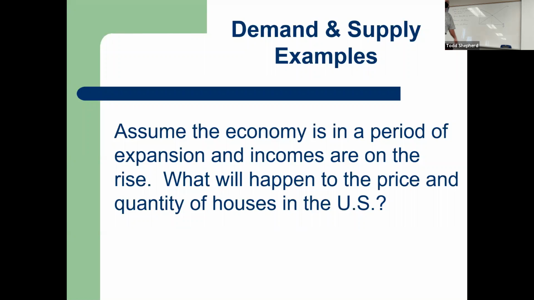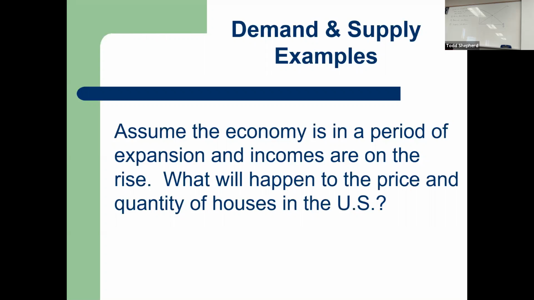I want you to open your notes to your demand shifters. And I want somebody to tell me, what was that first demand shifter that we talked about? Number of buyers. The number of buyers or population. Did I say anything about a population change here? No, that's not it. What was number 2? Income. Did I say anything about income in this problem? As a matter of fact, I did. Assume the economy is in a period of expansion and incomes are on the rise. So income is a demand shifter.